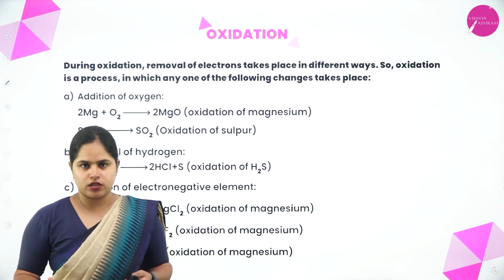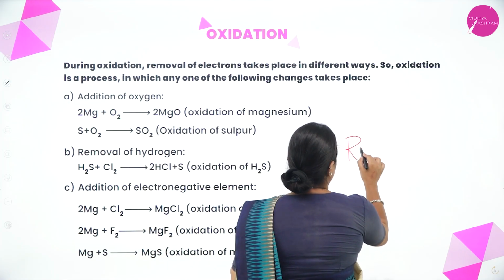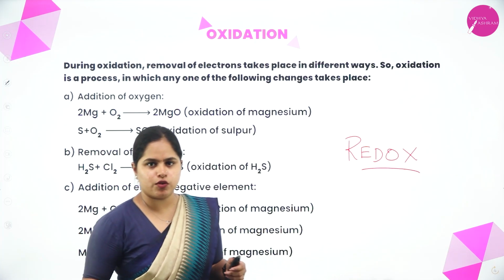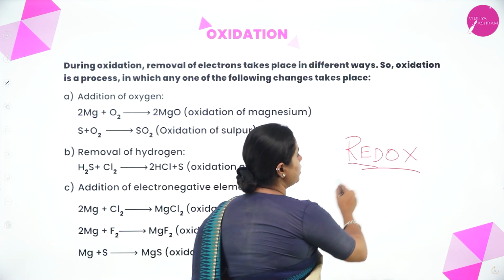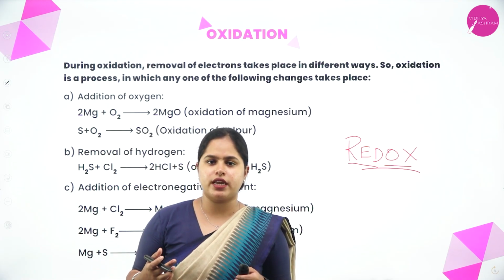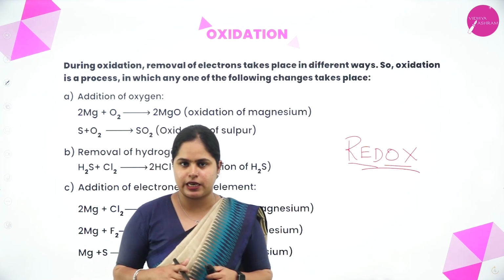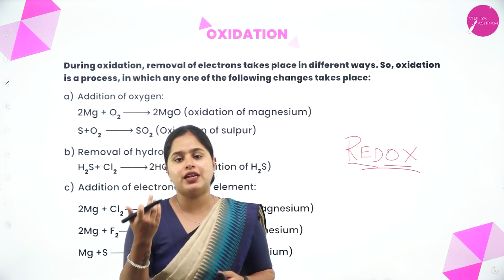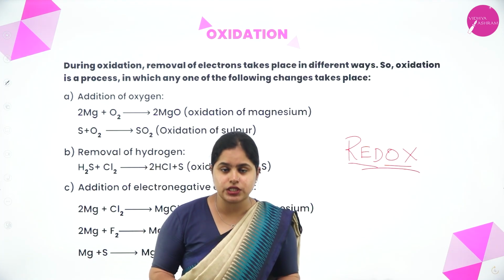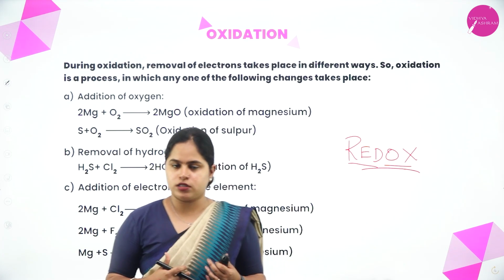Coming back to redox reaction, as the name suggests, yes, redox. We are going to study about redox reactions. From the name itself, you can see this red stands for reduction and ox stands for oxidation. So redox reactions are those reactions in which reduction and oxidation take place simultaneously. Before we move on to the details of redox reactions, first let us understand what are oxidation reactions and what are reduction reactions. Then we'll move on to redox reactions, right?